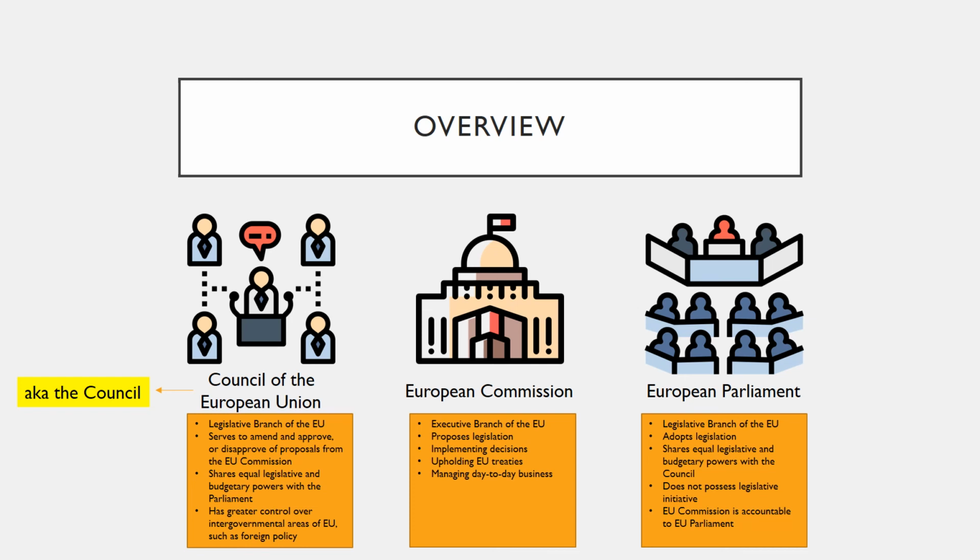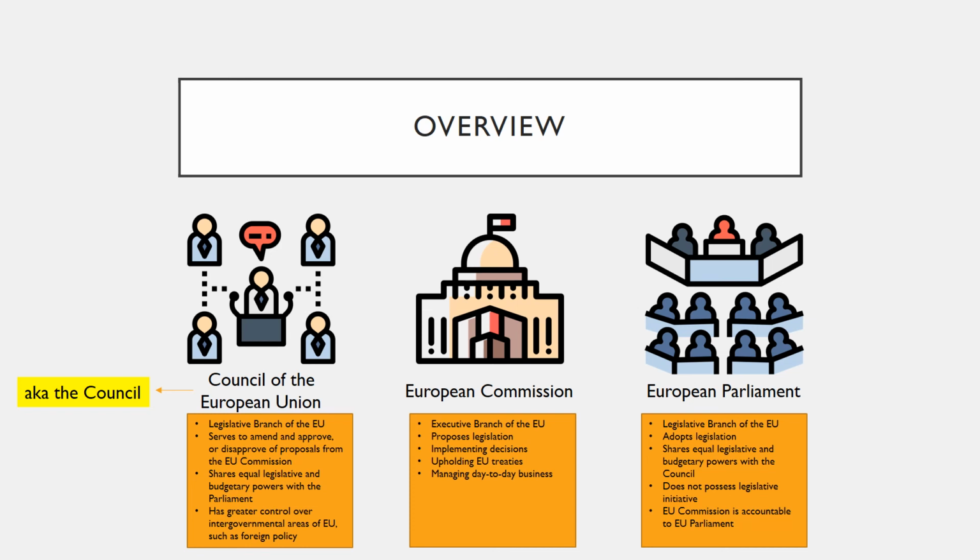Its responsibilities are to propose legislation, implement decisions, uphold EU treaties and manage day-to-day business. The European Commission represents the interests of the Union as a whole. There are two legislative branches, the Council of the European Union and the European Parliament.